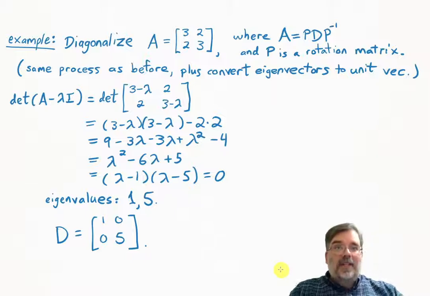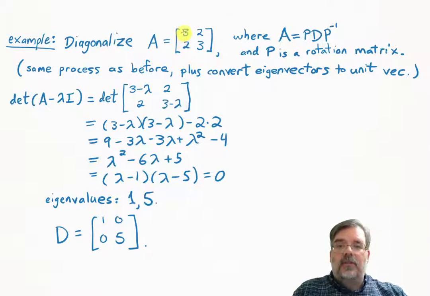So let's do an example to really make this clear. So here's a matrix A, and this is a diagonal matrix. Oh, no, sorry, this is a symmetric matrix. We want to diagonalize it. So the matrix A is 3, 2, 2, 3. I'd like to diagonalize it, but specifically, I want to choose the matrix P to be a rotation matrix. So we see how that works.